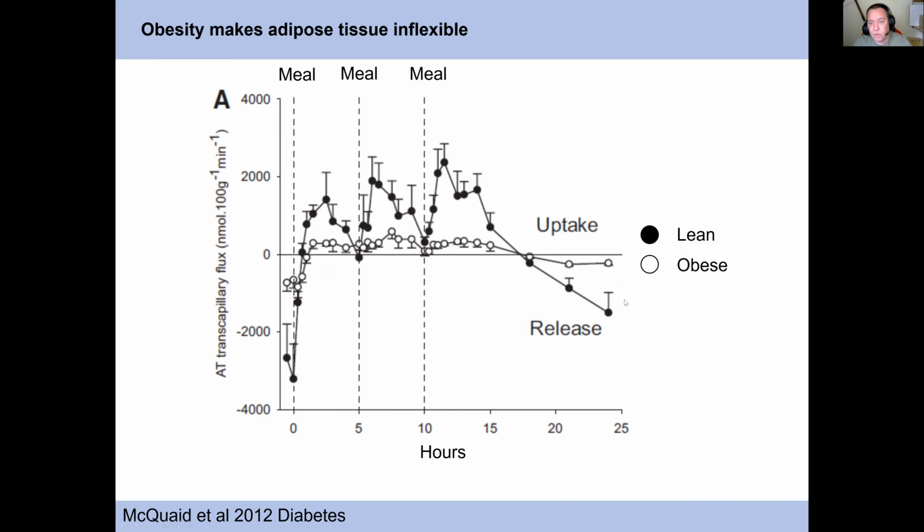And what you can realize then, looking at this, is if the adipose tissue isn't releasing fat, then there's no fat for the muscle to burn. And that explains why those obese individuals in the fasted state were more reliant on carbohydrate, because they're not getting the lipid delivered to their legs.